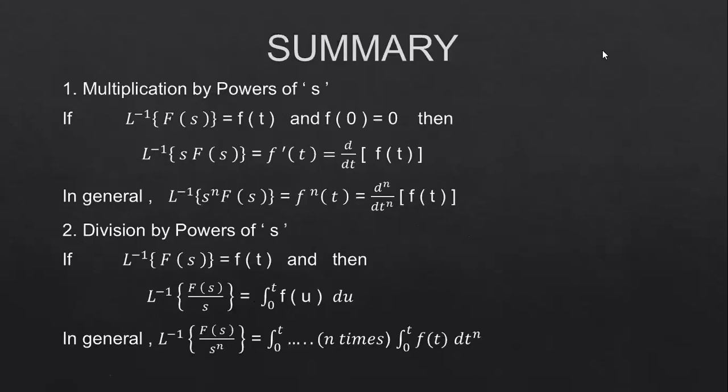So in this class, we have seen the multiplication by powers of s method and the division by powers of s method, and these are the related formulas. This is your s into f of s formula, and this is the generalized formula for the multiplication by powers of s method. Also for the division by s method, this is the formula, and for the nth power of s, this is your generalized formula.